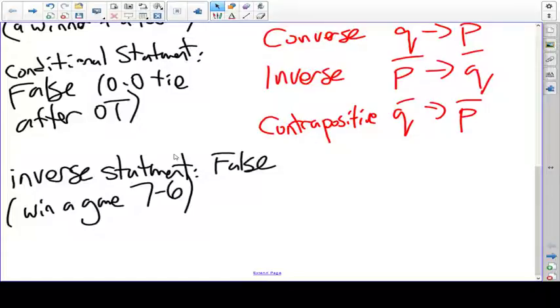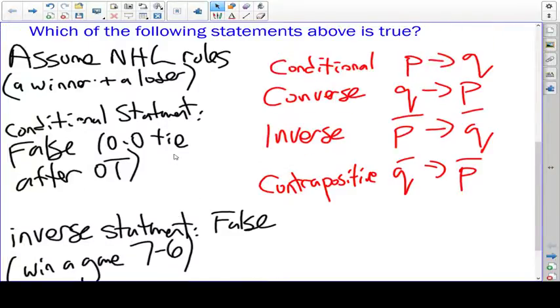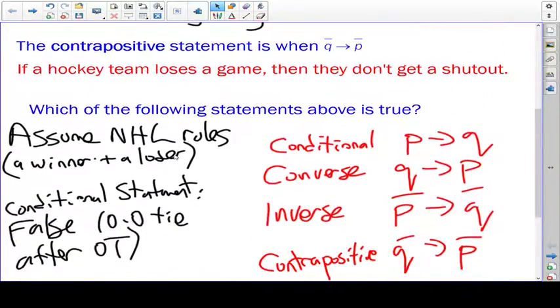Now let's look at the contrapositive. The contrapositive is if a hockey team loses a game, then they don't get a shutout. Well, what do you think about that one? Why?